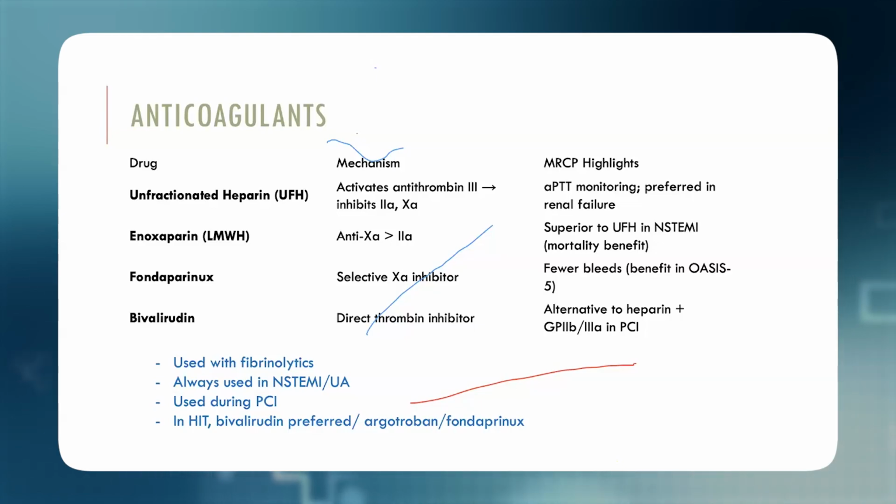Fondaparinux is a selective factor 10A inhibitor, with fewer bleeds, in patients who are intolerant or in whom heparin is contraindicated. We can use fondaparinux. Bivalirudin again is a direct thrombin inhibitor which we can use in heparin induced thrombocytopenia. Used with fibrinolytics, always used in NSTEMI or unstable angina. Used during PCI. In HIT, bivalirudin preferred. Others are argatroban or fondaparinux.